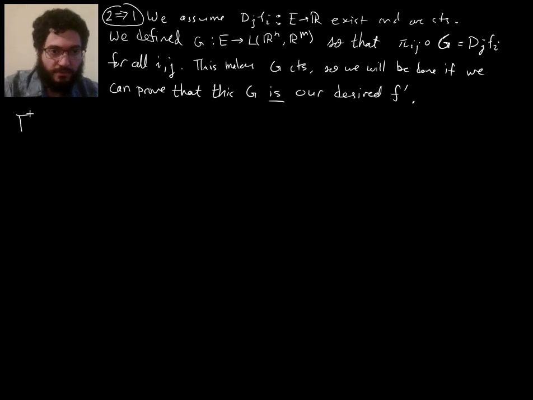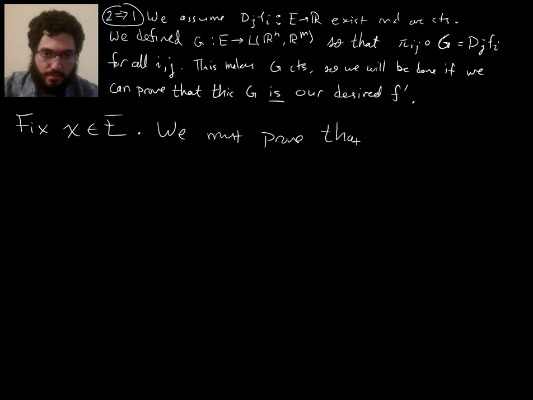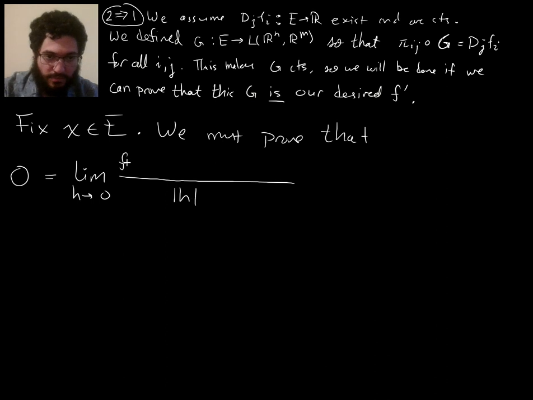So first, fix x in E, arbitrary x in E. Then what we want to prove is that the linear map g of x is f prime of x. So we must prove that 0 is this limit. The limit that I'm going to write down exists and equals 0. And it's this limit as h goes to 0 with this stuff. So I'm just pulling this straight from the definition of derivative.